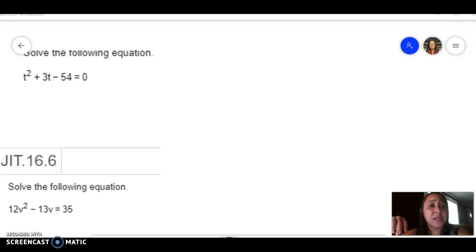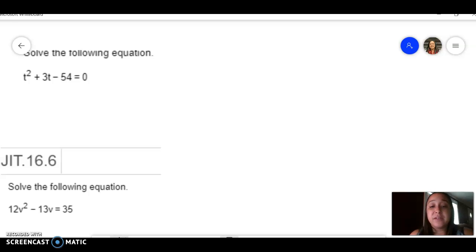So let's look at this first example. It says solve the following equation. They give us t squared plus 3t minus 54, and it wants us to solve this. Well, this is a trinomial, okay?